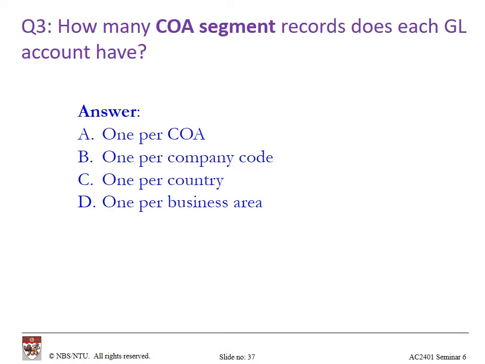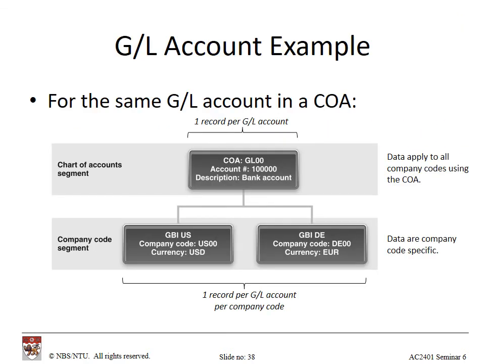Question 3. How many COA segment records does each GL account have? The options: 1 per COA, 1 per company code, 1 per country, 1 per business area. And the answer is 1 per COA, as shown in this figure.